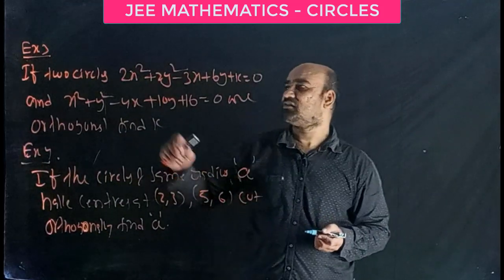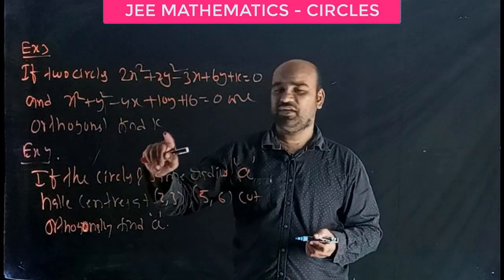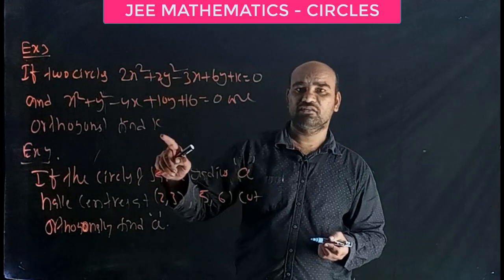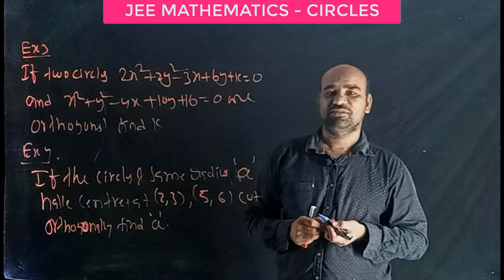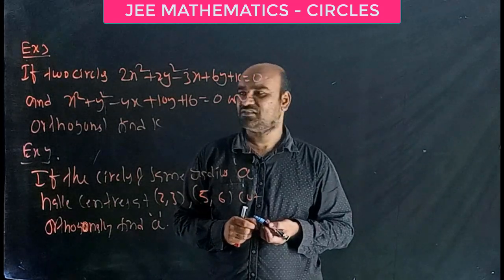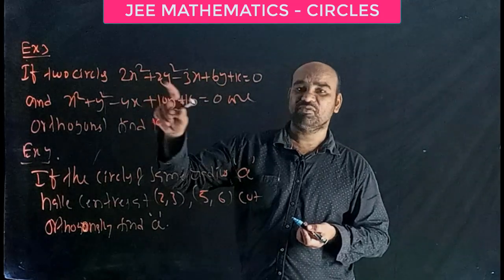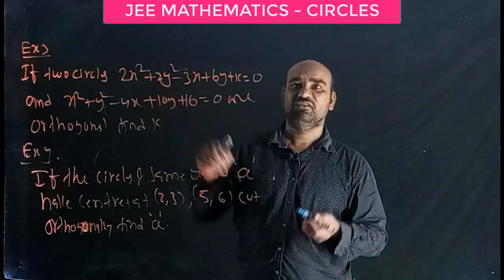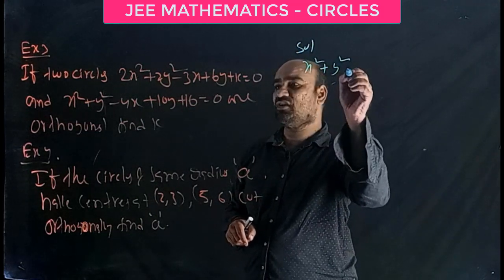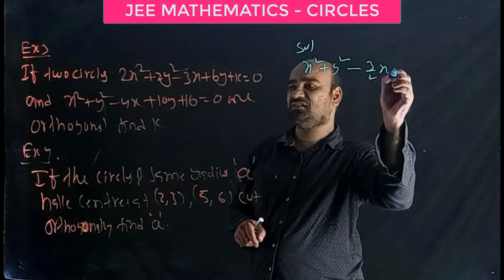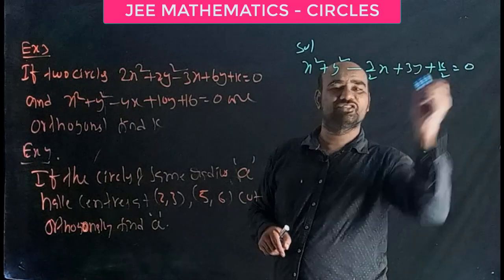Okay students, our third problem: if two circles are orthogonal, then find k. Two circles are orthogonal, and they are given in general form. You want to use the condition 2 times of gg' plus ff' equal to c plus c'. But the important thing is the first circle is not in standard form. Standard form means x square plus y square form, not 2x square plus 2y square. First of all, I want to convert it into standard form. That is x square plus y square minus 3 by 2 x plus 3y plus k by 2 equal to 0.